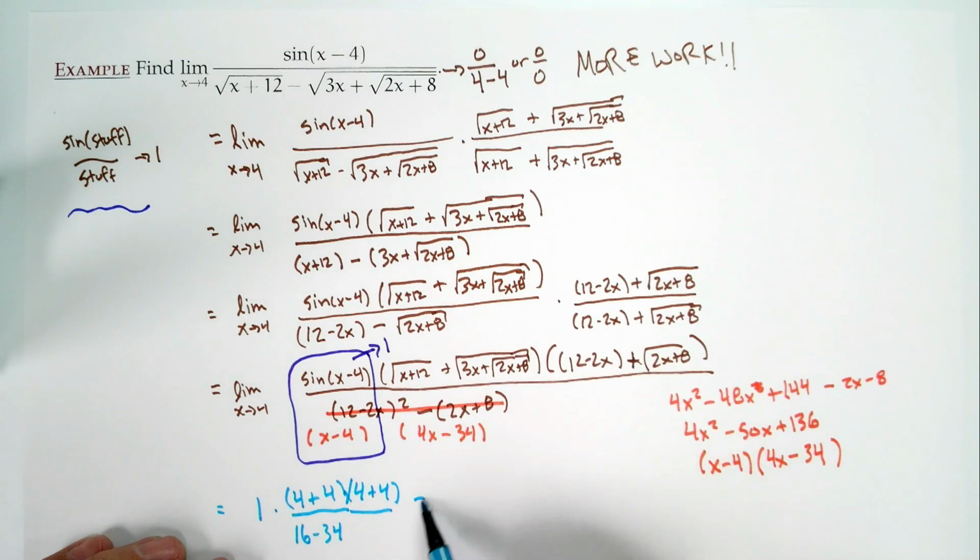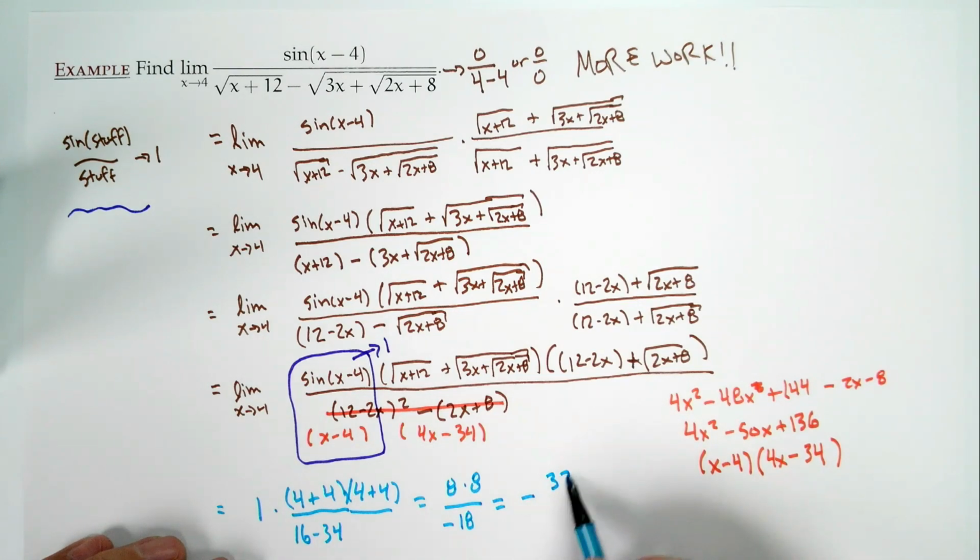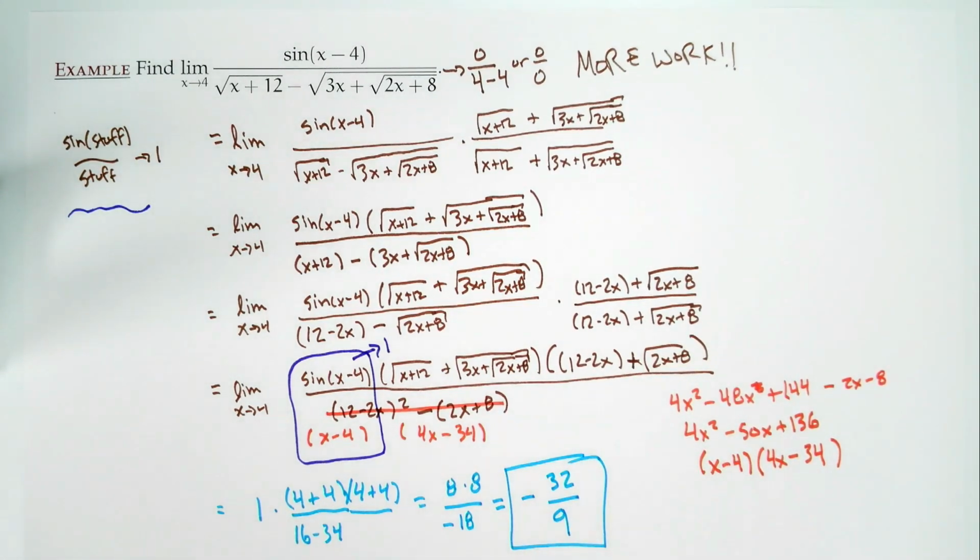All right, so there you go. There's our answer. So that's 8 times 8. 16 subtract 34 is negative 18. And they both have 2 in them. So you end up with negative 32, 8 times 4, over 9. Negative 32 ninths. Exactly what you would have thought when you started.